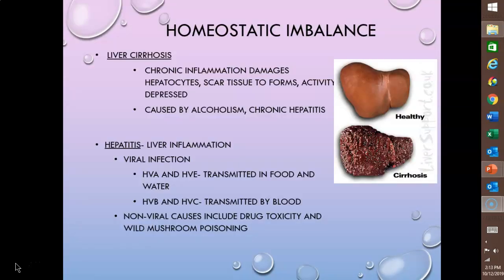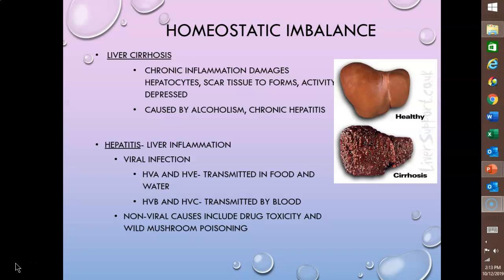Homeostatic imbalances of the liver include cirrhosis and hepatitis. Distorted or scarred liver as a result of chronic inflammation due to hepatitis, chemicals that destroy hepatocytes, parasites that might infect the liver, or alcohol are common causes of cirrhosis. So the hepatocytes are replaced by fibrous or adipose connective tissue.